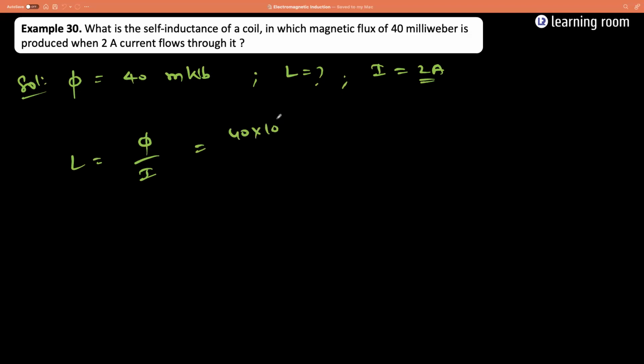What is the self-inductance of a coil in which the magnetic flux of 40 milliweber is produced when 2 ampere current flows through it? So this is flux, sorry. It's very simple, guys. One step answer. So L is equal to phi by I, 40 into 10 power minus 3 divided by 2. It is going to be 20 into 10 power minus 3 Henry, or 20 millihenry. Am I right? Simple.